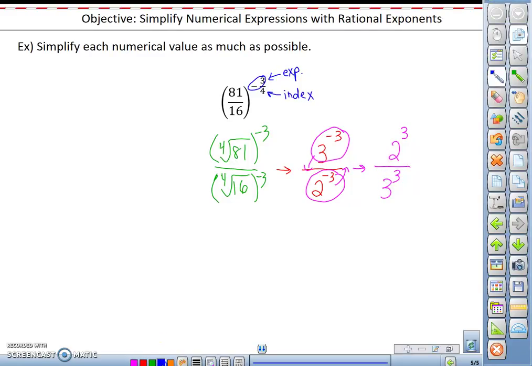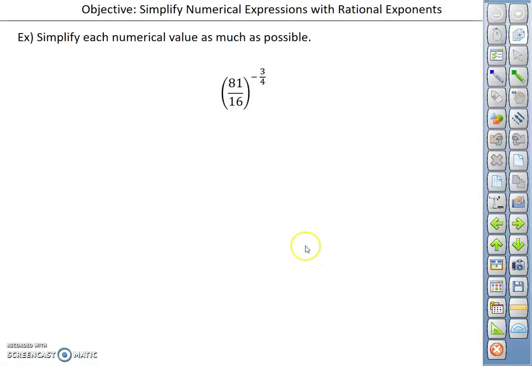At this point, I can evaluate. Remember, you cannot evaluate negative exponents because what they mean is reciprocals, not negative numbers. And so 2 cubed becomes 8, 3 cubed becomes 27, and that would then be our final numerical value. All right, moving on to the next one.